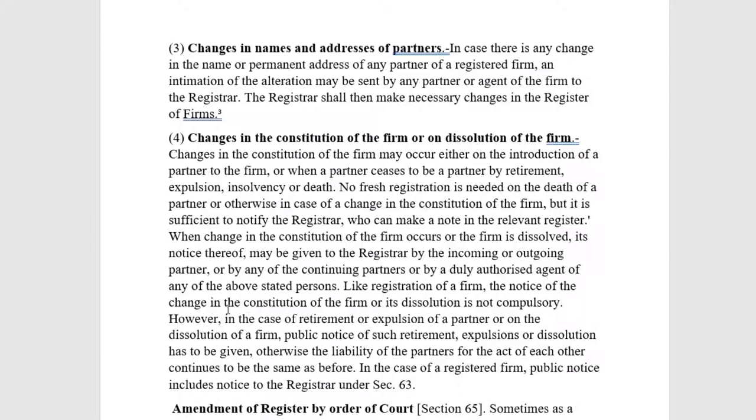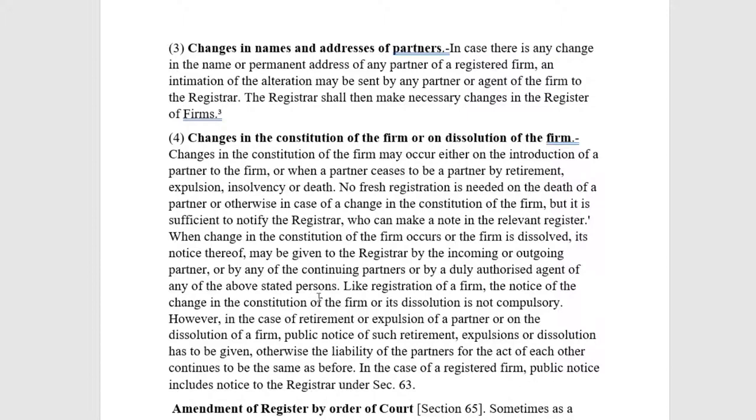The notice of the changes in the constitution of the firm or dissolution of the firm is not, however, compulsory. But in the case of retirement or expulsion of a partner or in the dissolution of the firm, public notice of such retirement, expulsion or dissolution has to be given. That means, other than making changes in the existing statement with regard to the admission of a new partner or retirement of a partner, a partner can be expelled, and some partner might have died. Such information can be noted.